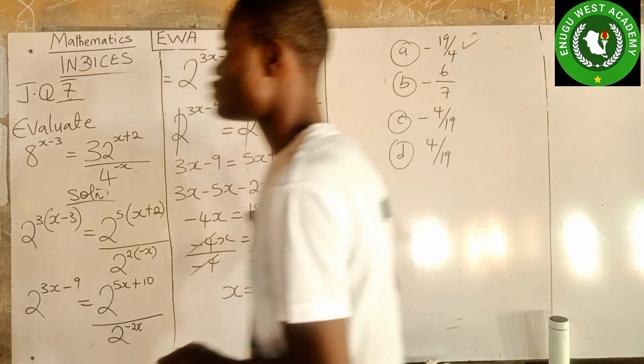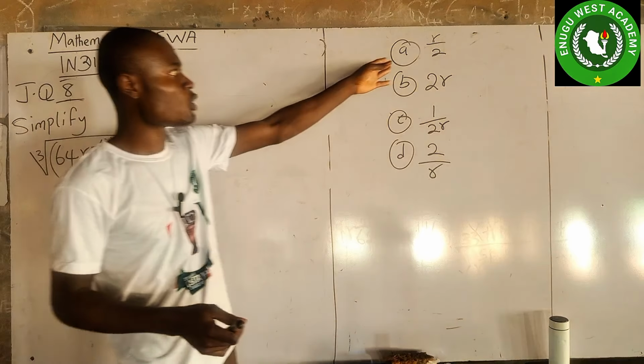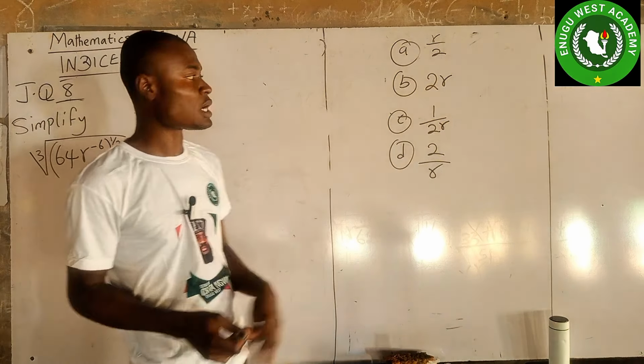So over to question 8. Cube root of 64 r raised to power minus 6, in brackets raised to power 1 over 2. So here are our options: r over 2, 2r, 1 over 2r, 2 over r. So let's dive deep into it. So solution.